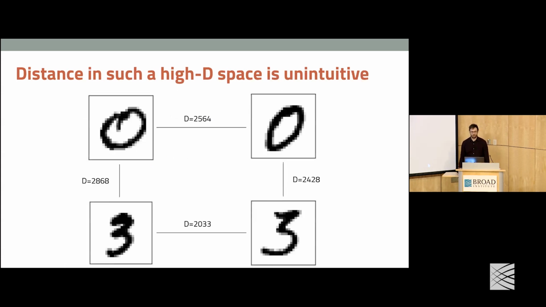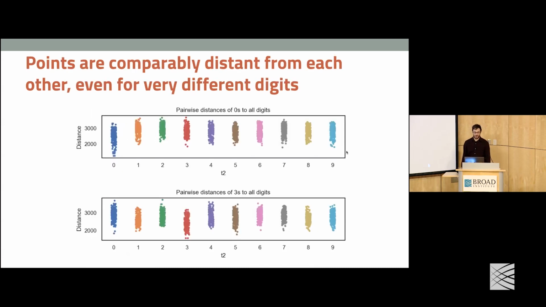And so illustrating that with the MNIST data, I'm showing here a few example digits, 0s and 3s, and the distances between them. And first you can notice that all the distances are between 2,000 and 3,000. And actually this 0 on the right is more similar to this 3 in the high-dimensional space than it is to the other 0. And so distance, Euclidean distance, is not capturing the similarities between the digits in a very simple, intuitive way. But those are just 4 example points.